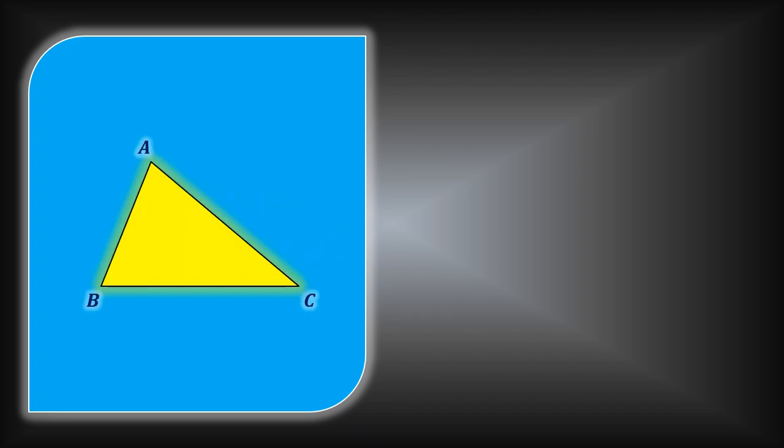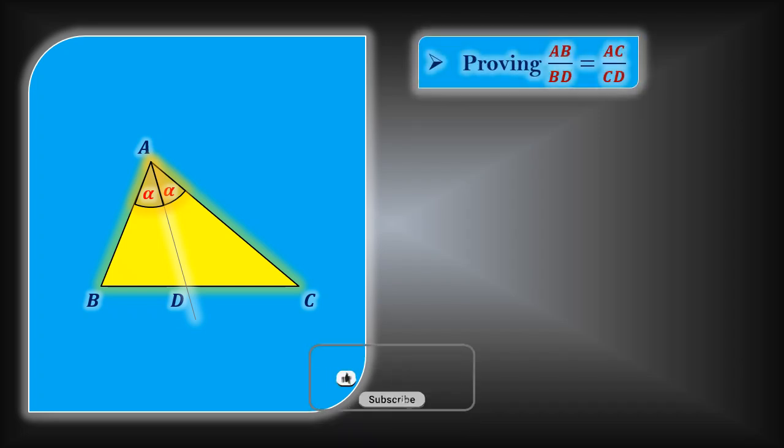We consider a triangle noted ABC. Starting from the vertex A, we draw an angle bisector that intersects the opposite side BC at a point noted D. This bisector divides the angle BAC into two equal angles, each noted alpha, exactly as shown in the diagram. Our objective is to prove that the ratio AB divided by BD is equal to the ratio AC divided by CD.